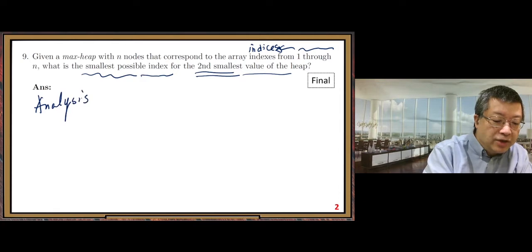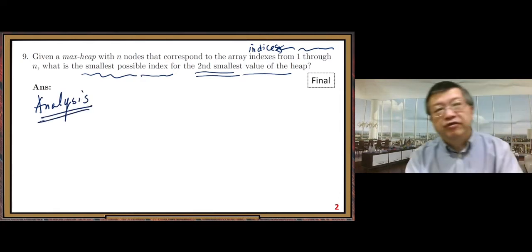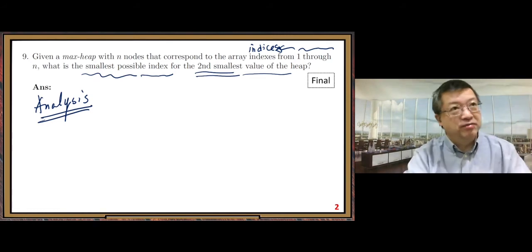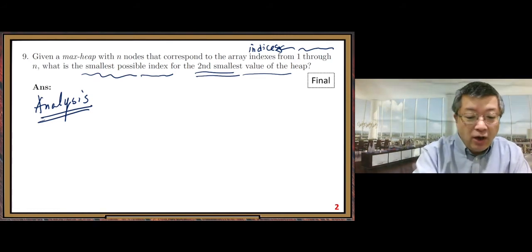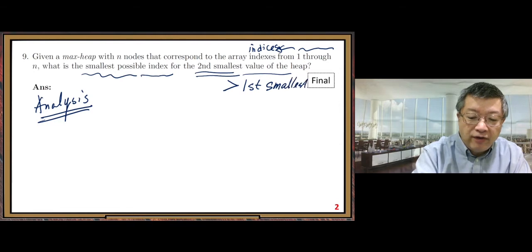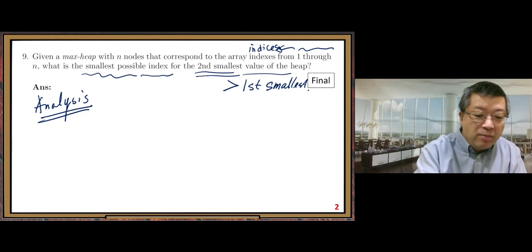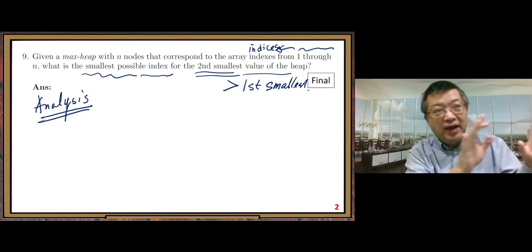Hope this analysis can help you figure out the answer. Okay. Second smallest. Yeah. Second smallest, only greater than first smallest, right? Yeah. So that's the first thing we know. Only greater than first smallest. Okay. Smallest possible index.